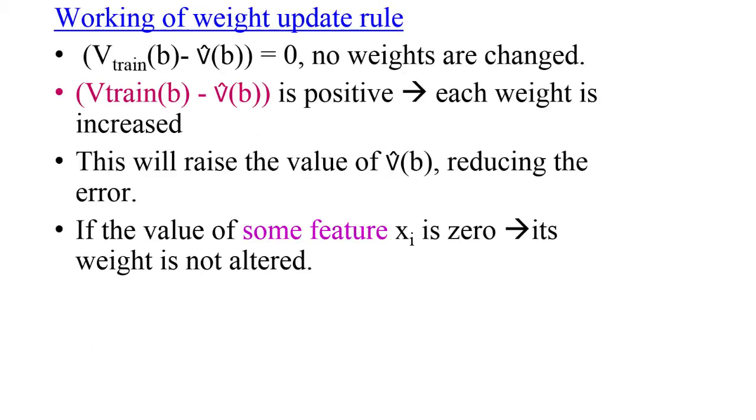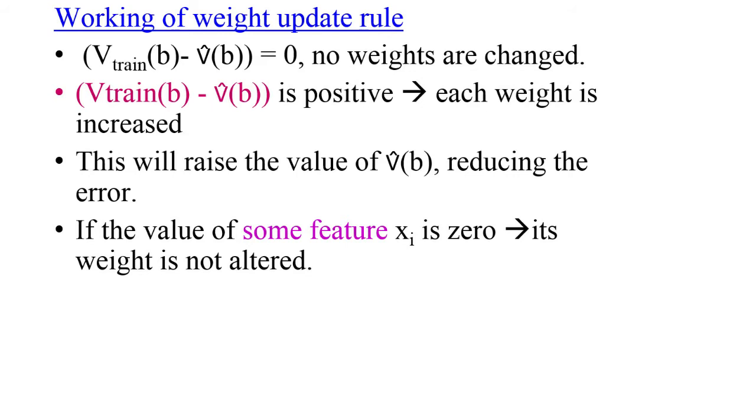Working of the weight update rule. When the error, that is V train B minus V hat B, is 0, no weights are changed, because it shows that there is no error at all. There is no necessity of changing the weights. The weights are appropriate, which is minimizing the error.